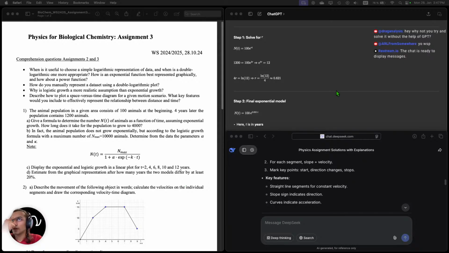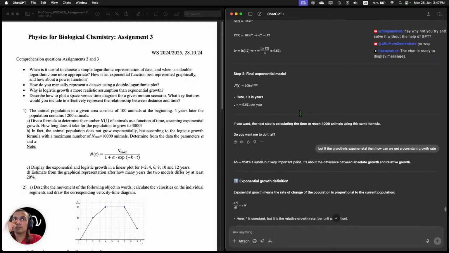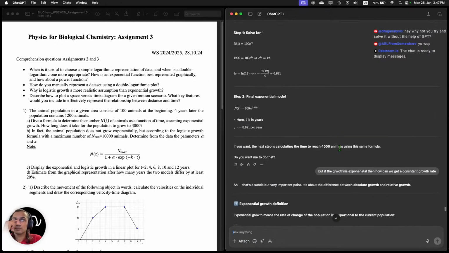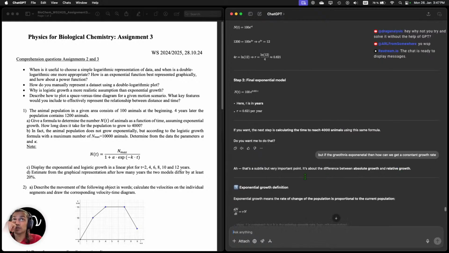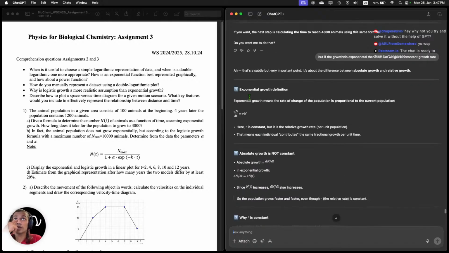So I get the rate, then what? Oh, I did ask a question. That's a very subtle but important point. Exponential growth means the rate of change of population is proportional to the current population. Here R is constant, but it's a relative growth rate per unit population. Oh, so each population should increase in that value?